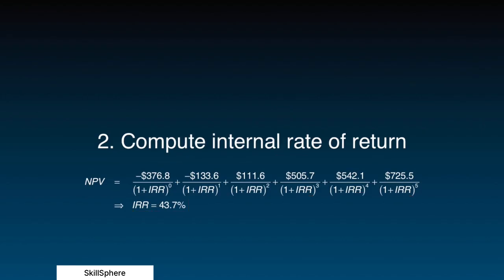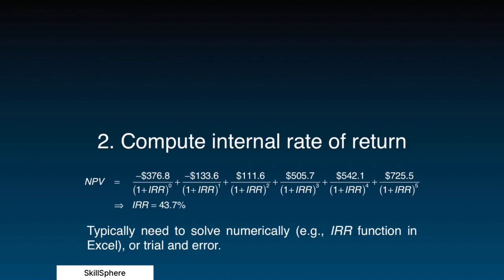Before getting there, I just want to mention, typically we're going to need to solve this numerically unless you have figured out some amazing way to solve higher order polynomials. You can use the IRR function in Excel. I think you can use goal-seek in Excel. You can try trial and error, though that's really inefficient. If you're using another software program or a financial calculator, you can do this as well.